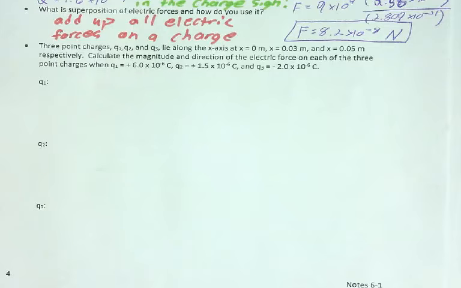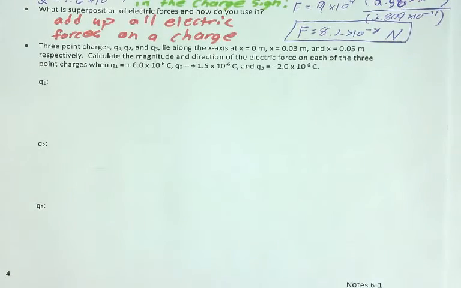So 3 charges lie along the x-axis at 0, 0.03, 0.05. Calculate the magnitude and the direction of the electric force on each of the 3 charges. Q1 is that, Q2 is the other thing, and Q3 is the third value. Okay. So, let's draw a diagram, and you need to draw a diagram for these. These are going to make no sense if you don't draw a diagram. So, draw a diagram for them.